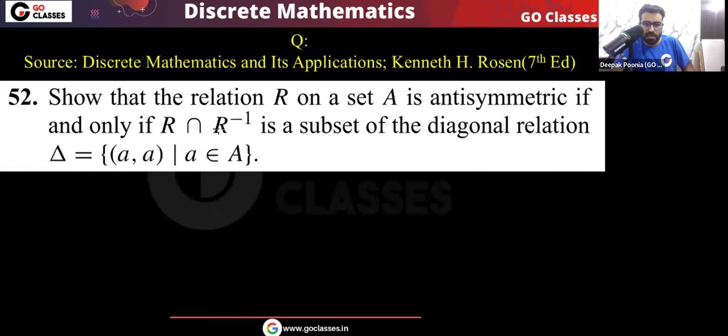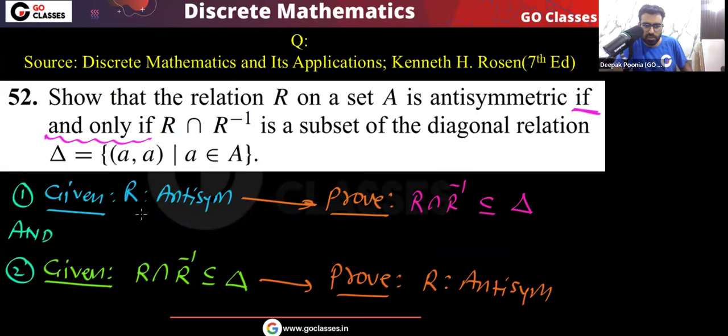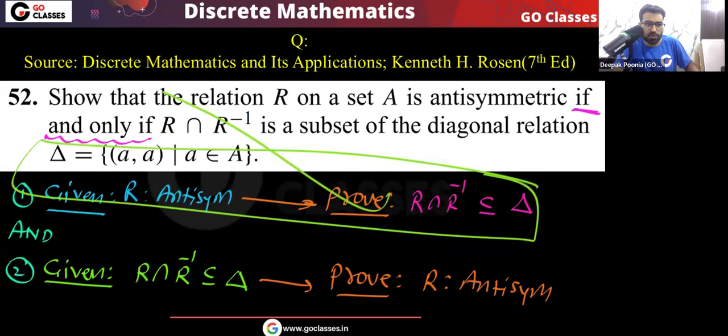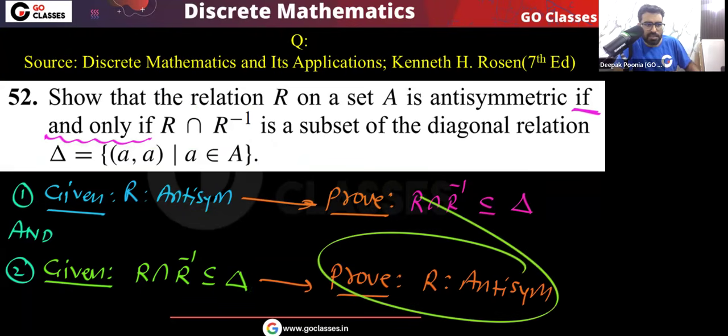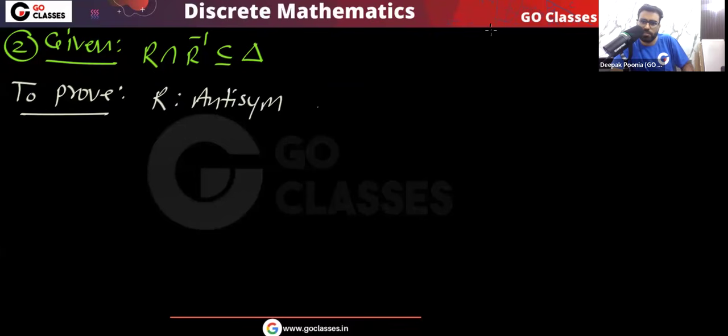Okay, let's move on. Let's see the second direction, because remember, this first direction we have proven. But this second direction we also need to prove: if R intersection R inverse is a subset of the identity relation, then R is antisymmetric. It is given that R intersection R inverse is a subset of the identity relation, and we need to prove that R is antisymmetric.